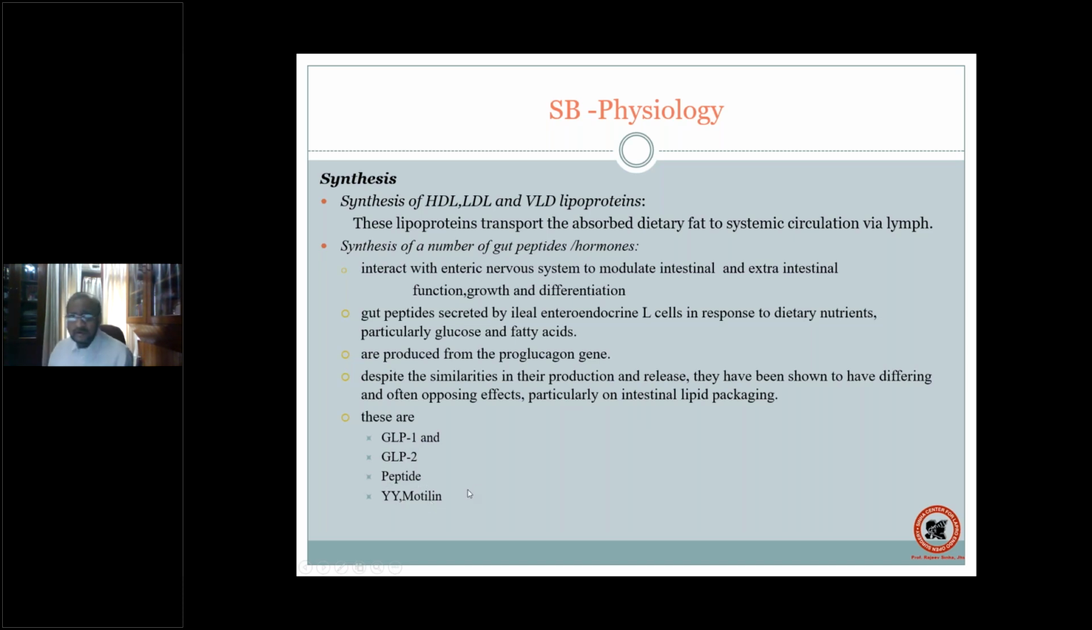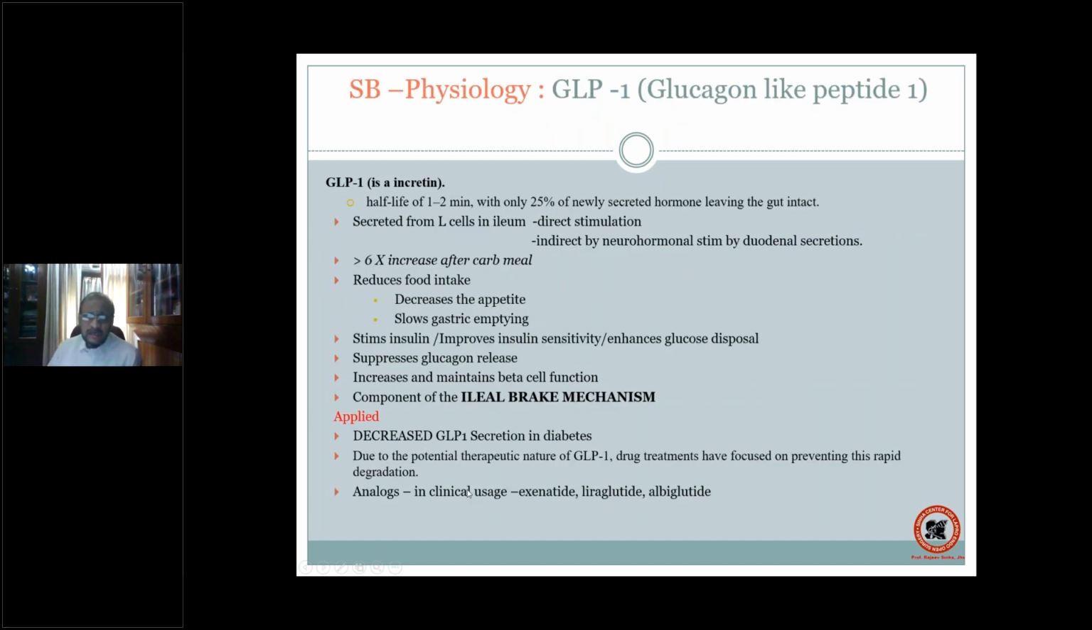Right? Four important peptides, and the physiology of GLP-1 is very important. Why? It is now being recognized more and more as a very important component of any bariatric surgical procedure, very important component of understanding metabolic surgery and its effect on diabetes. So what is it? It's known as an incretin. It's got a very short half-life, see, 1 to 2 minutes. Only 25% of newly secreted hormone leaves the gut intact. The rest of it is metabolized, secreted from the L cells by direct stimulation.